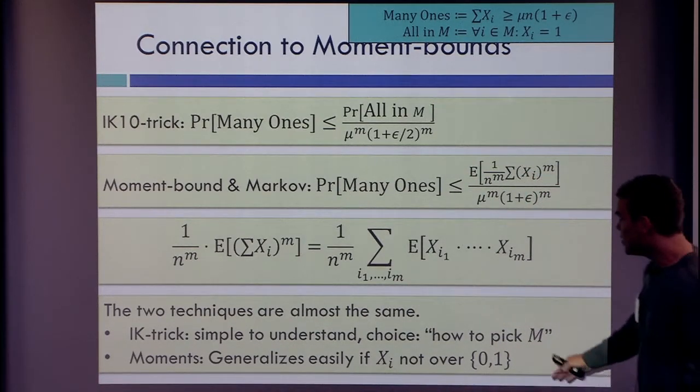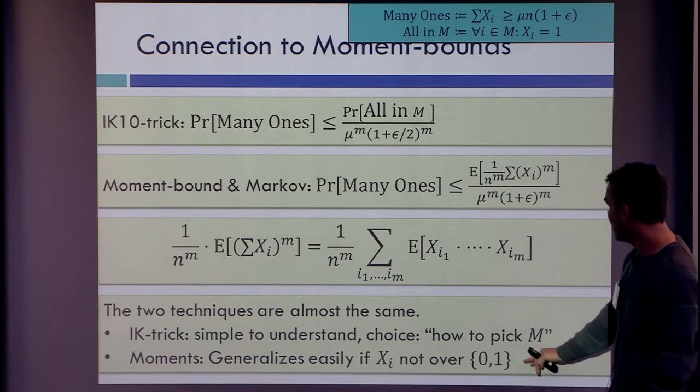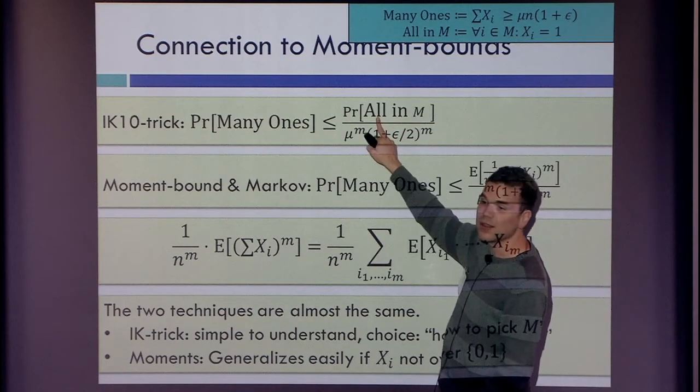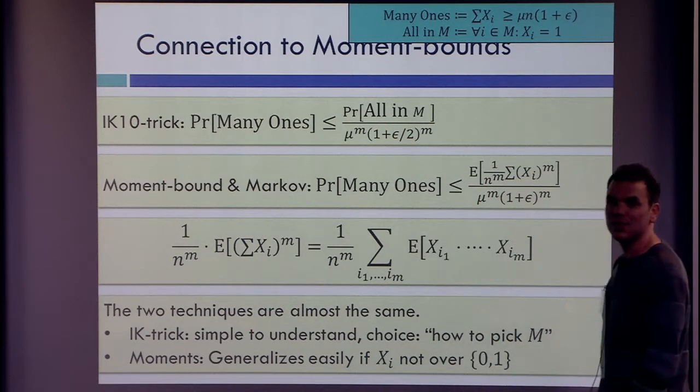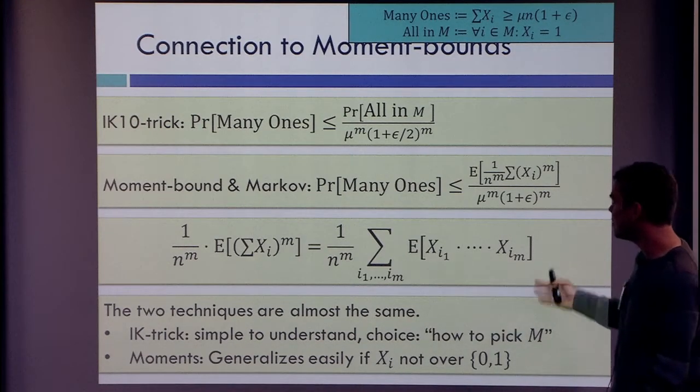However, at the moment, it's easier to generalize if the xi are not over 0, 1. This whole thing with m only makes sense if the random variables are 0, 1 random variables, and otherwise you have to work something out. So at the moment, it's easily generalized.